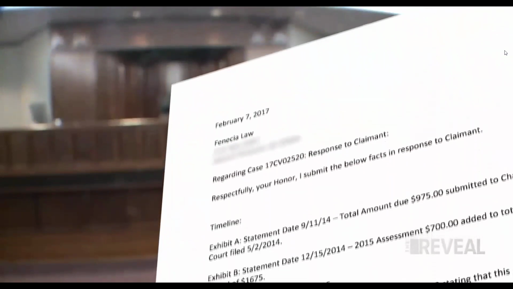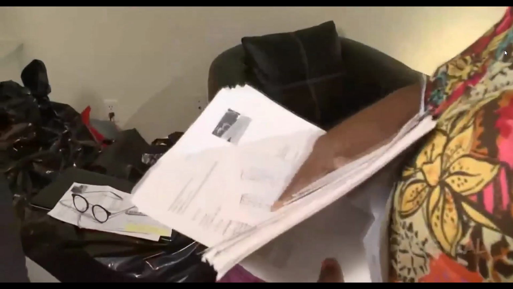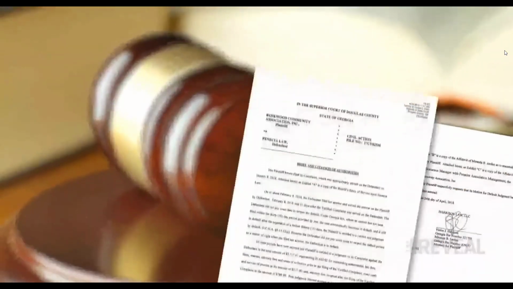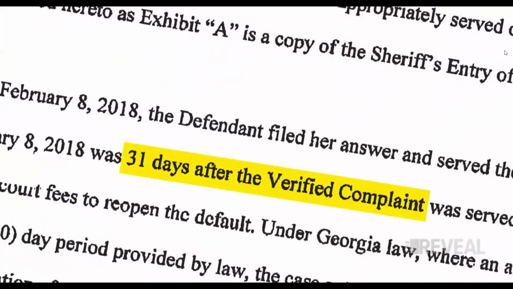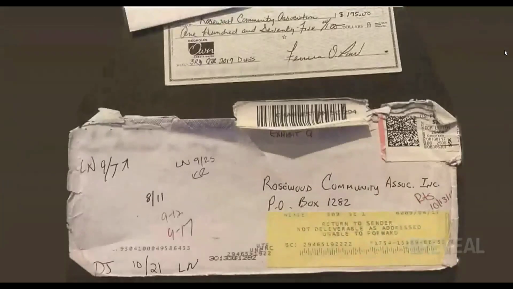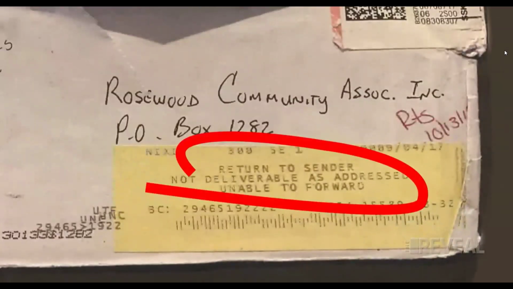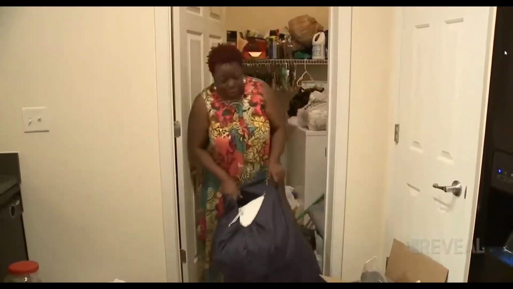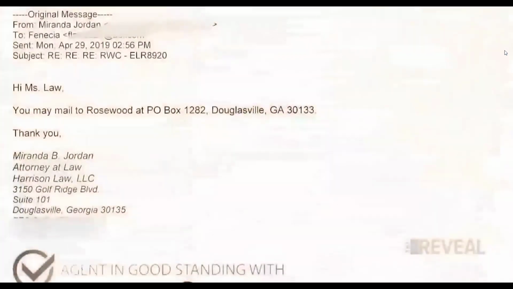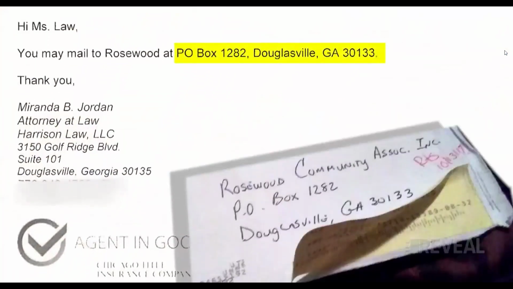She disputed the bill in court, appealing to the judge for help. These exhibits I sent to the court. But court records say Law's dispute arrived one day too late, so the judge couldn't consider issues like this check, an HOA payment mailed in vain. Clearly, returned to sender 7 times. The kicker, after she lost the case, she was told to mail her settlement payment to that same address. And this time, the check didn't come back.